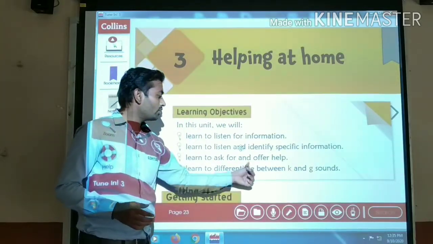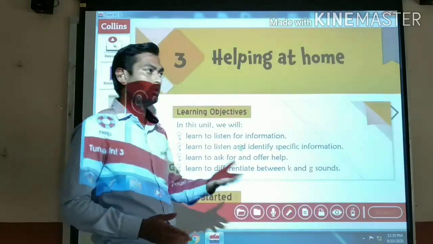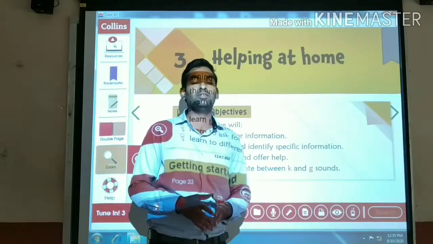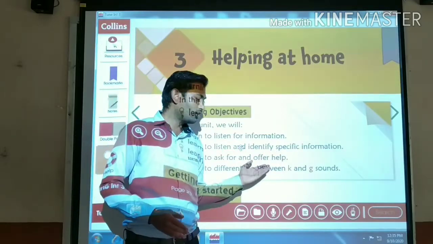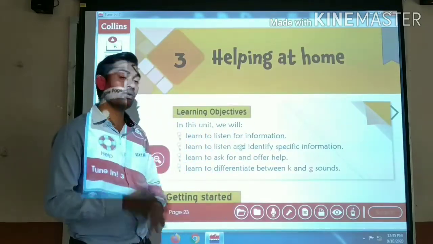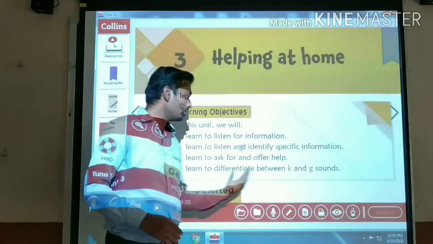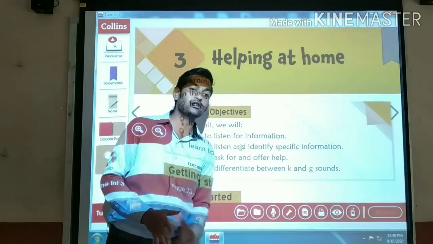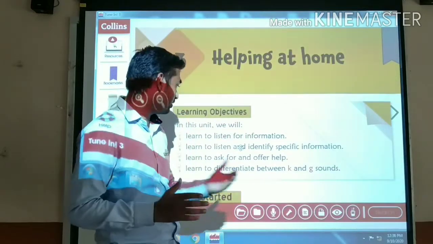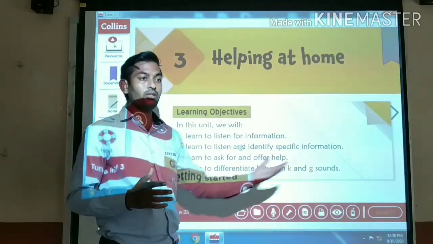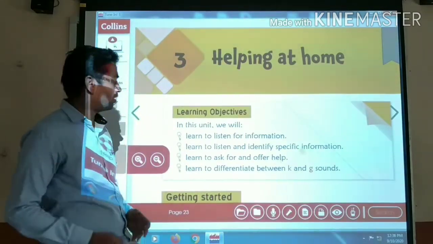Then we learn to ask for and offer help. How can we ask for help? For example, if you want to ask somebody to help you, you can say, could you please help me? Or you can also offer help to others. You will be able to learn this with the help of this chapter. And lastly, we learn to differentiate between the k sound and the g sound. You have to find out the differences between these sounds. So let us see the first activity of this chapter.